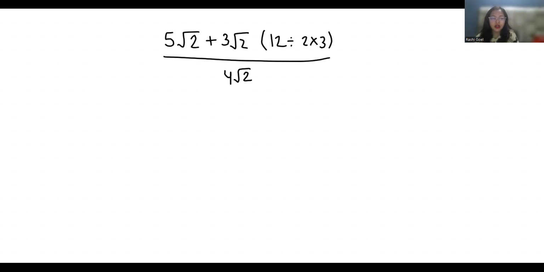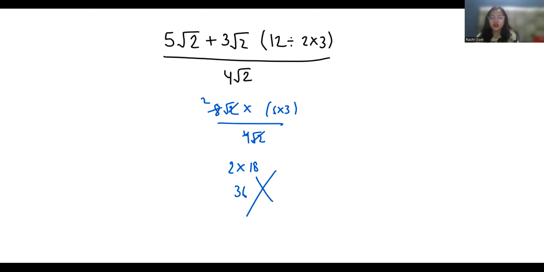So people solve it like this: 5√2 + 3√2 is 8√2, times 2 divided by 12 is 6, times 3 by 4√2, and they will cancel out the √2 with √2 and 4 with 8. This gives us 2 times 6 times 3 is 18, and 18 times 2 is 36, which is a wrong solution because we have to follow certain rules to solve this type of problem.